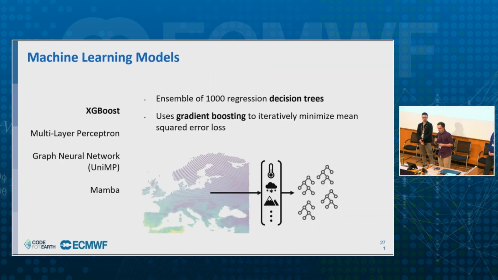Okay, so this data is now used to train a machine learning model, and here we actually compare 4 different ones, which you can see on the left. So first up we have XGBoost, which is basically a boosting ensemble of regression decision trees. We train up to 1,000 of these, up to which it's still reasonable to go up in size. And these decision trees use a gradient boosting mechanism to iteratively minimize some predefined loss, in our case the mean squared error loss.